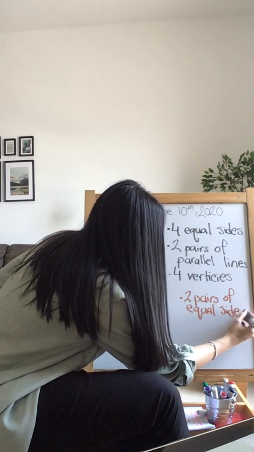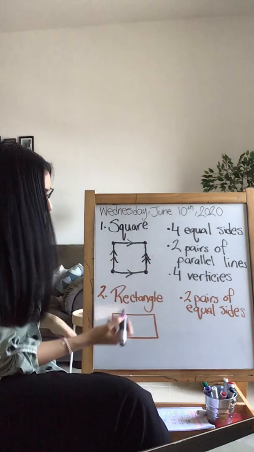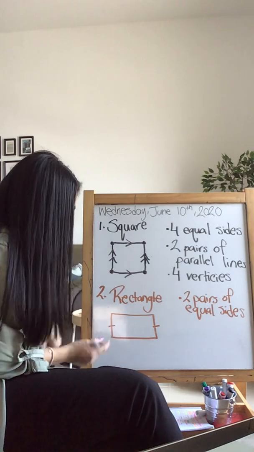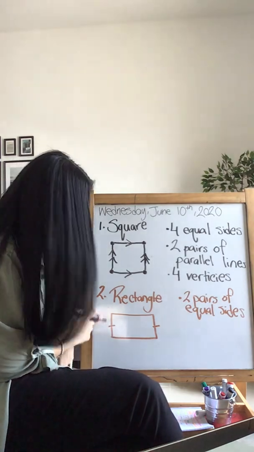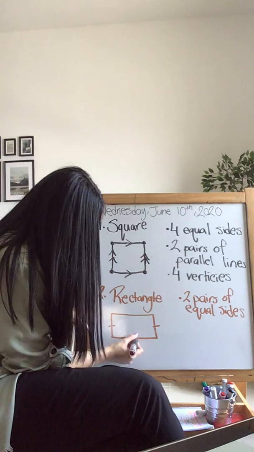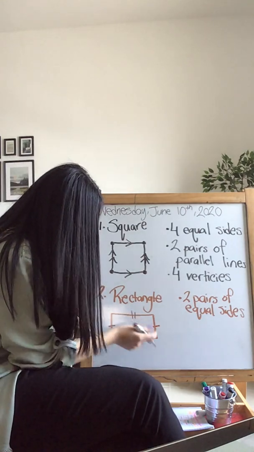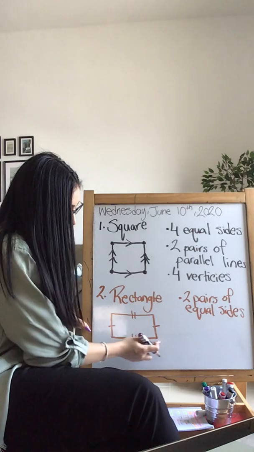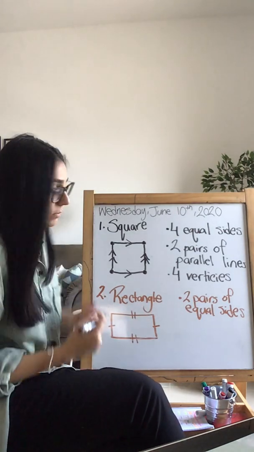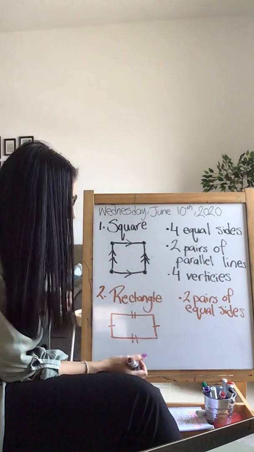So what does that mean? I'm going to draw my hatch marks, right? Can you see that? Yes. So we know that this is 1 pair of equal sides. If this is, let's say, 3 centimeters, this also has to be 3 centimeters. And then I'll put 2 hatch marks here to say that these 2 are the same. If this is, let's say, 7 centimeters, this top one also has to be 7 centimeters. So 2 pairs of equal sides.